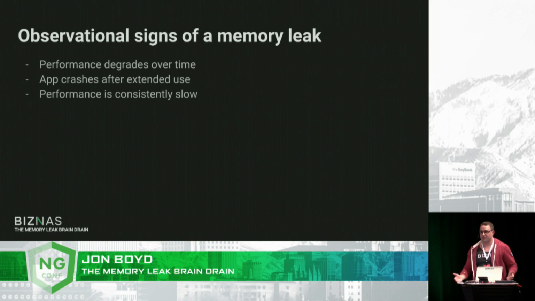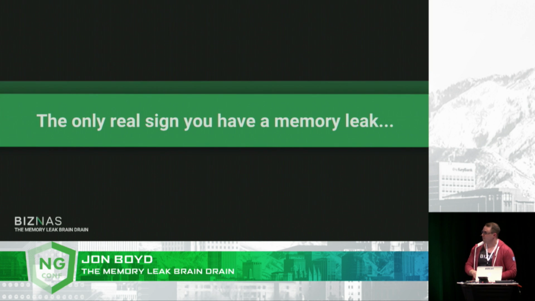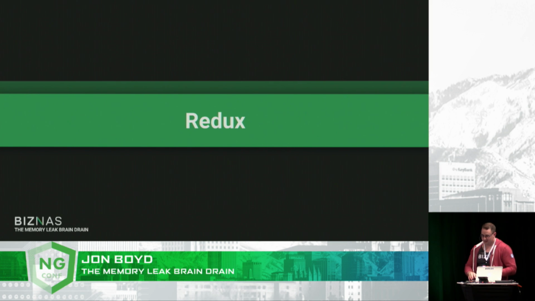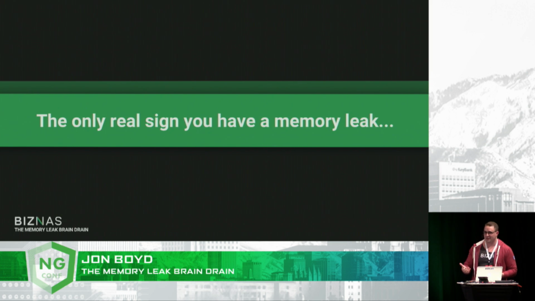If your app crashes after extended use, it could be a memory leak. It's not certainly that. There's other performance things that could be causing that, but it's a good reason to look. And if the performance is constantly slow, again, that's either memory leak or memory bloat. Either way, it's a memory problem. But with that said, the only real sign you have a memory leak is that the memory is going up, and you can look at the tools and see that, right? So those are things your users might report to you, and then you know to dive in the tools and at least check.